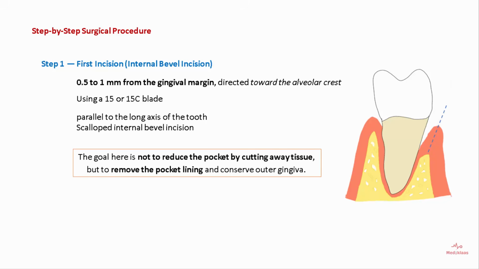The goal here is to not reduce the pocket by cutting away the tissue, but to remove the pocket lining and conserve the outer gingiva. Papillae are dissected and thinned.